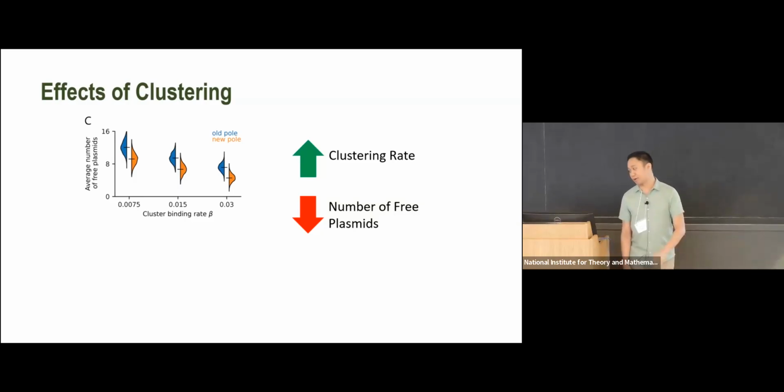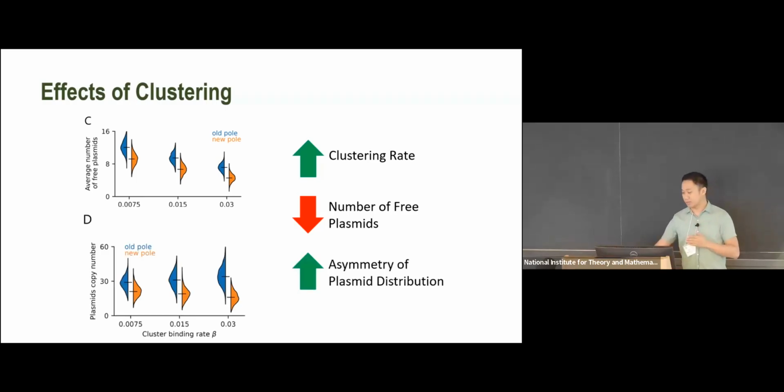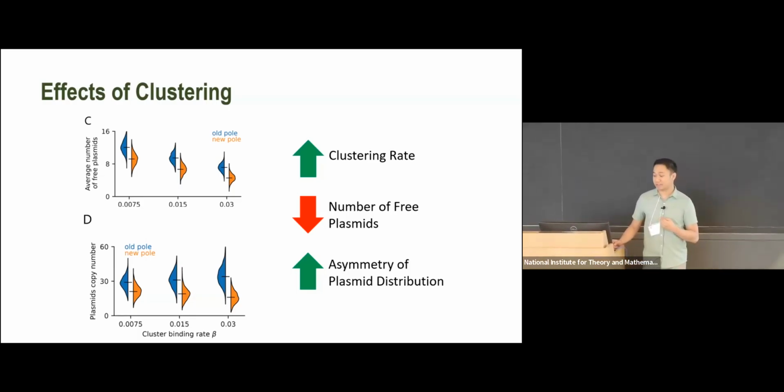So that's number one. Because the number of free plasmids decreases, and the free plasmids are only the plasmids which could migrate from one pole to another, you would expect that the asymmetry of plasmid distribution increases. By asymmetry of plasmid distribution, we mean the difference in the number of plasmids in the old and the new pole.